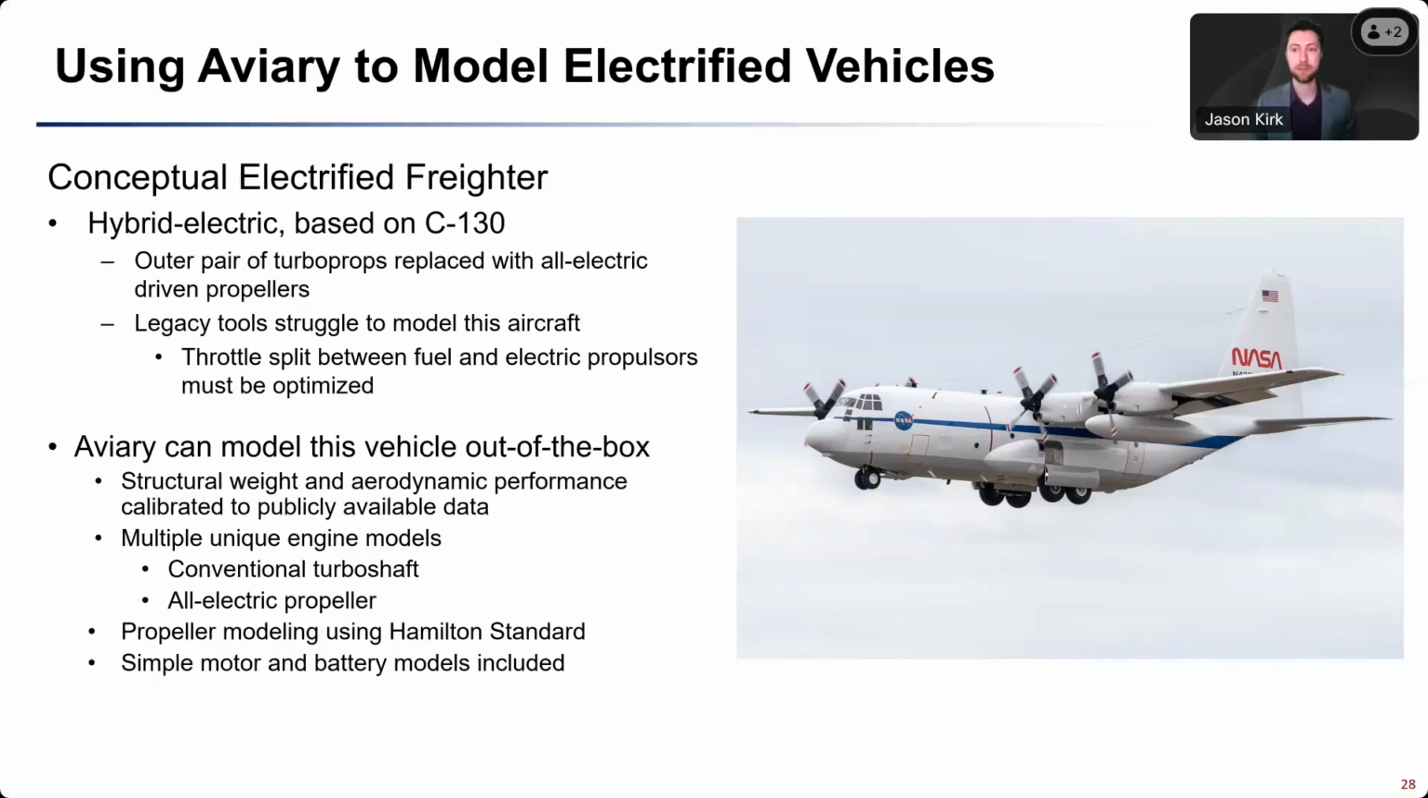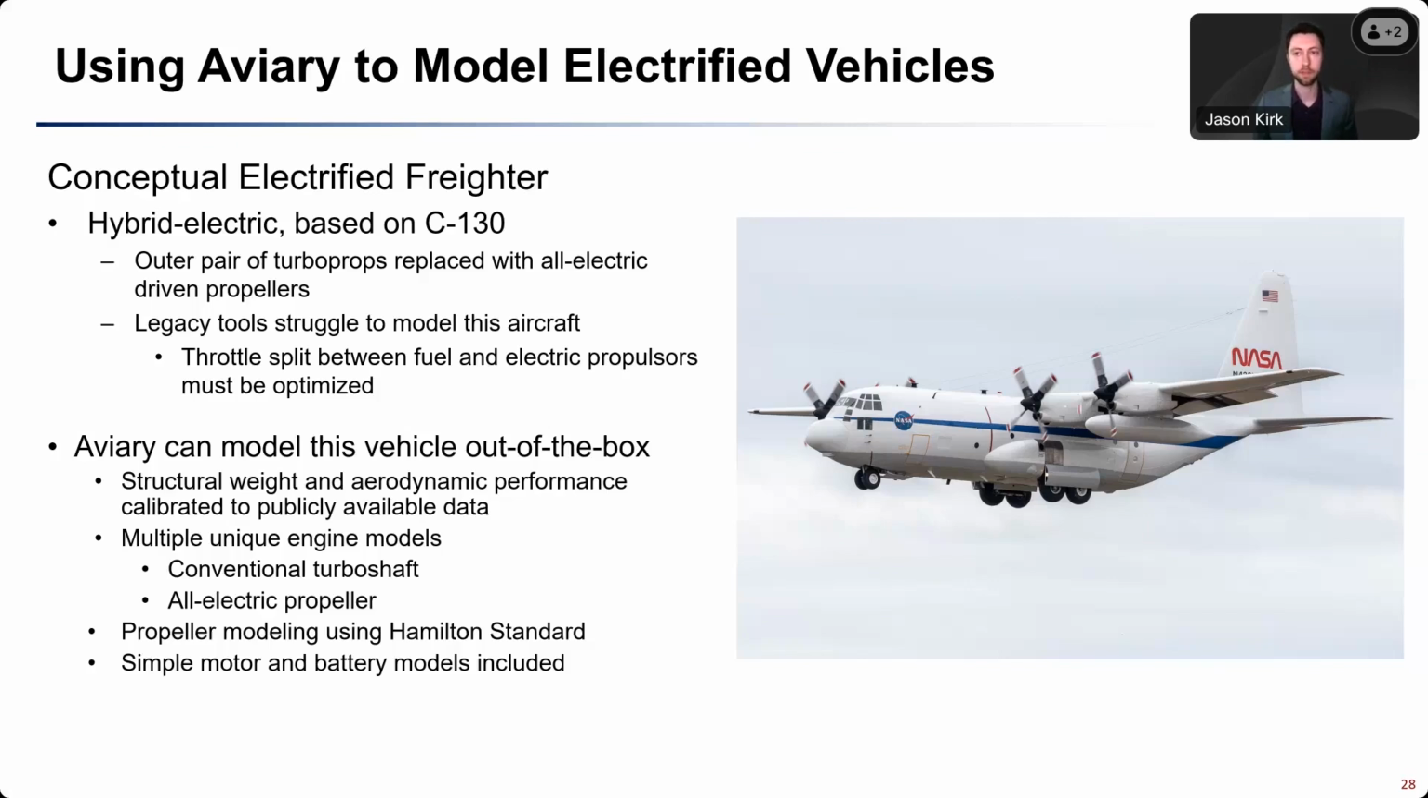So this is an example of a vehicle that Aviary can model out of the box without needing to bring in any additional tools or methods. You can download it and set up a model just like this. This is a conceptual electrified freighter aircraft that we're working on as a partnership with EPFD. It's a hybrid electric aircraft loosely based on the C-130. What we've done is replace the outer pair of turboprops on the aircraft with all electric driven propellers.